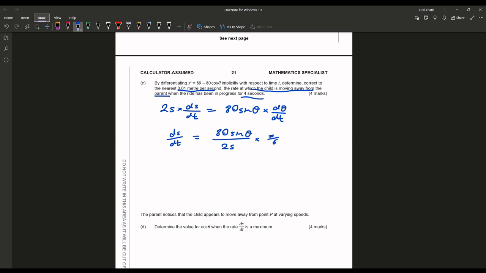Now at t equals 4, we need to find what theta is to sub into here. So we know that d theta/dt equals pi over 6. So theta equals pi t over 6. Now at t equals 4, theta equals 2 pi over 3. So that's what we'll substitute into here, right here for theta.